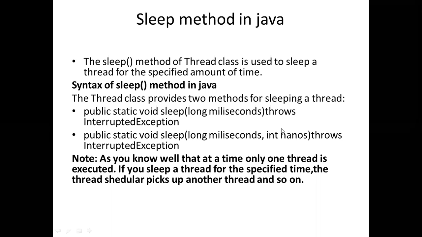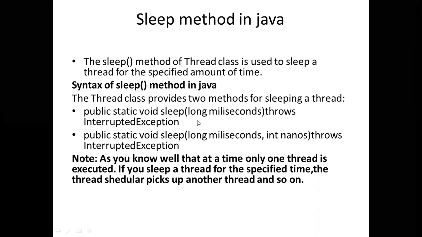There are two basic methods for sleeping a thread. We have public static void sleep(long milliseconds) that throws InterruptedException. We need to handle this under the exception part, because there could be a chance that the specified time is given in negative form, so there could be an error. That's why we always use throws InterruptedException. I hope you are clear with this term throws. That will explicitly tell you that some exception is there.